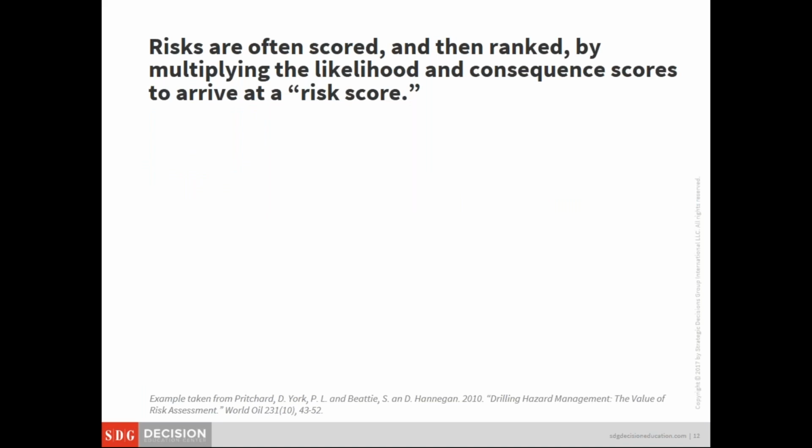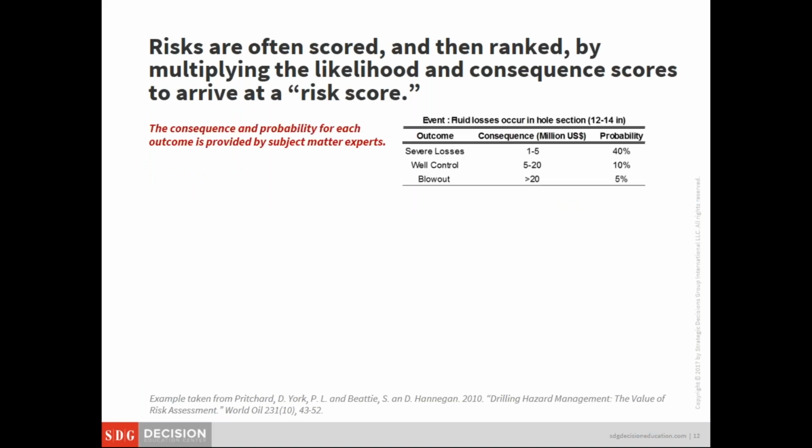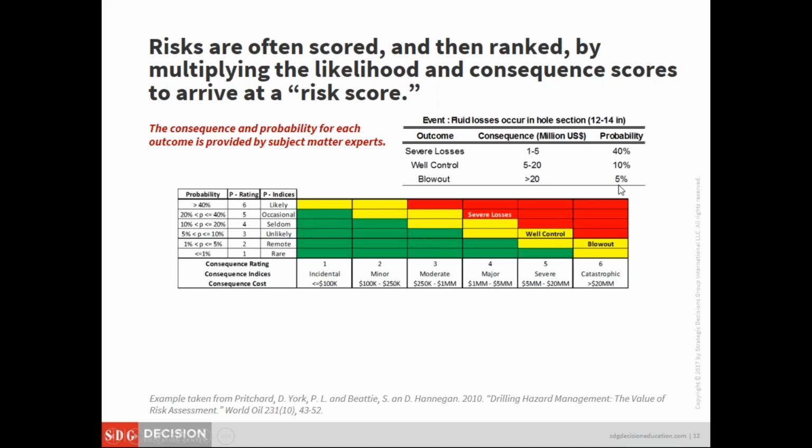The risks are often scored and then ranked. I started to allude to that by multiplying the likelihood and consequence scores. So for the example below, we had severe losses. The consequence was 1 to 5 million. Probability was 40%. Well control, 5 to 20 million dollar loss, 10% probability. Blowout, greater than 20 million with a 5% probability.